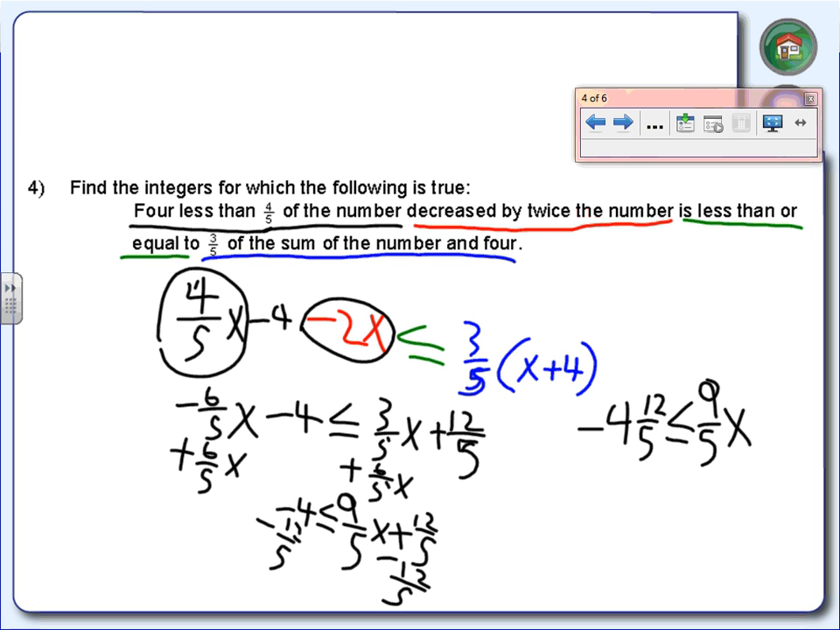Okay, let's see where he's at here. So we got negative 4 and 12/5 is less than or equal to 9/5. Now what? 1x by itself. So what did you do after that? Okay, multiplying by the reciprocal. That should be just a positive. Go in there, positive 9/5, or 5/9.